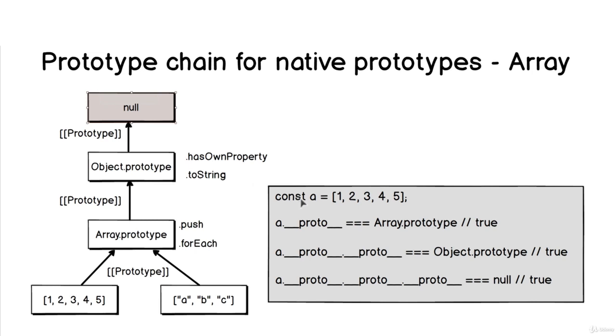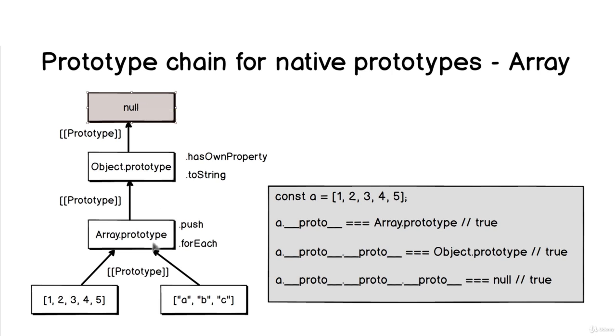Okay, if you create a new array using such a command, you create an instance of the Array.prototype. And if you access the __proto__ property of the variable a, it will be equal to Array.prototype. If we dig deeper and access the prototype of this prototype, then we will get Object.prototype. And the prototype of Object.prototype is null. And that is the structure of the prototype chain for all instances of the array.